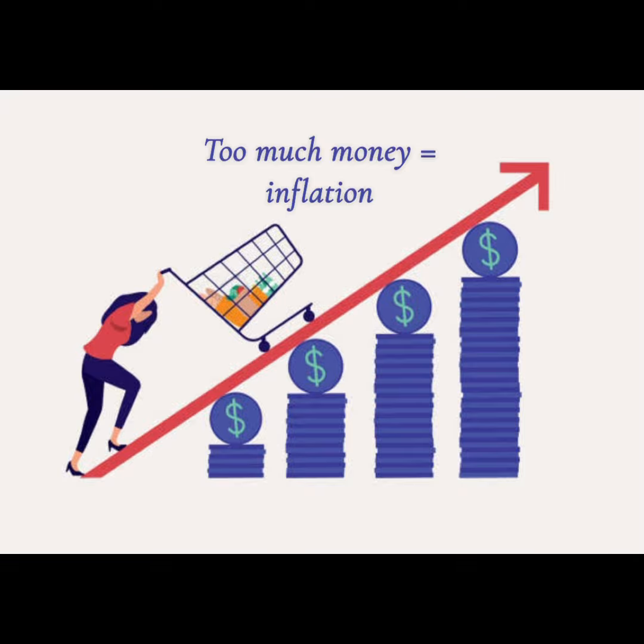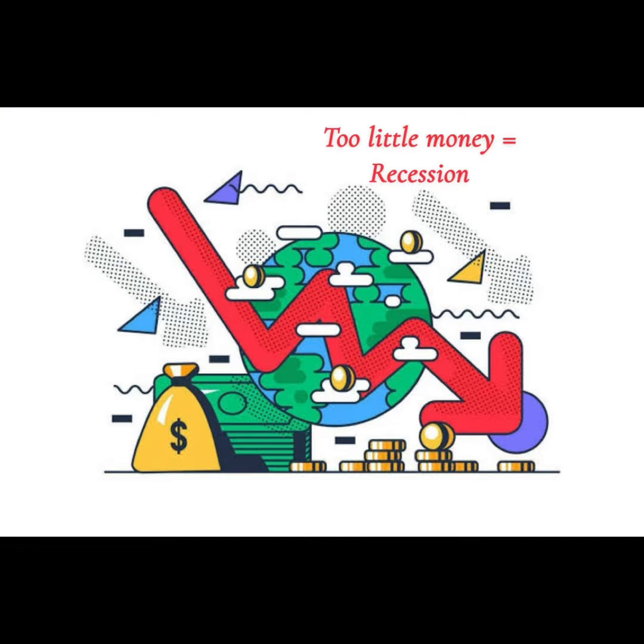Why does controlling money and credit matter? Controlling money and credit helps the Fed manage inflation and economic growth. Too much money and credit can cause high inflation. Too little can cause a recession, where businesses close and people lose jobs. By carefully adjusting its tools, the Fed tries to keep the economy balanced, growing steadily but without letting prices rise too fast.